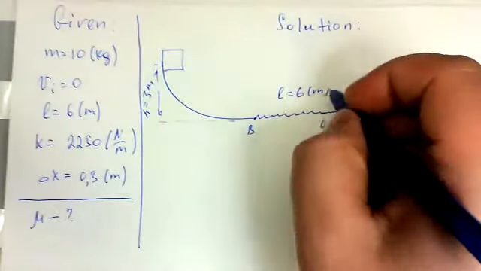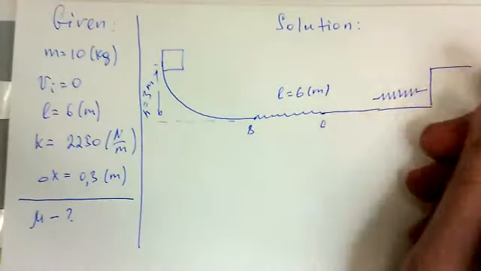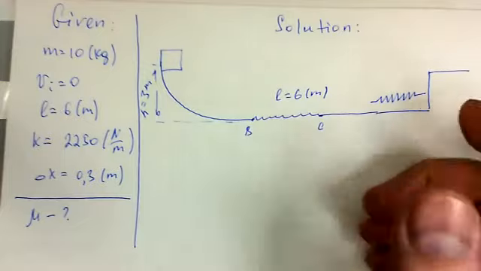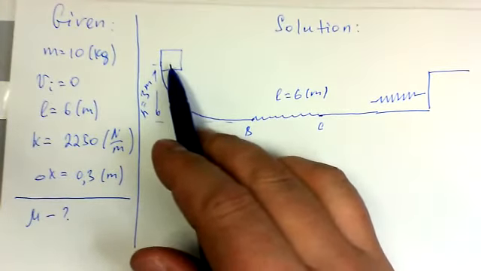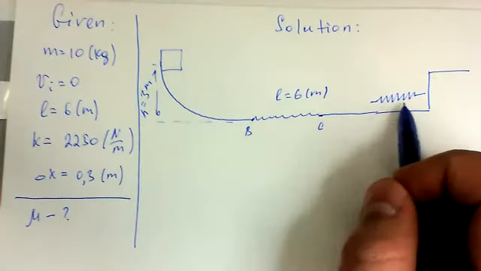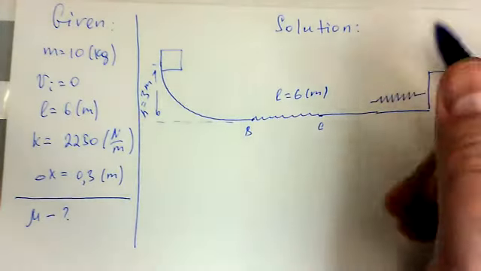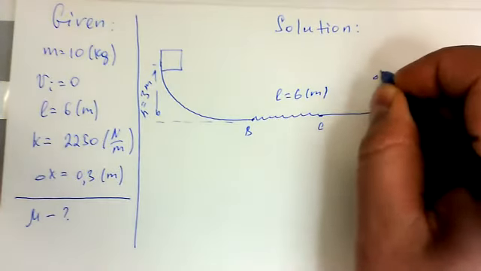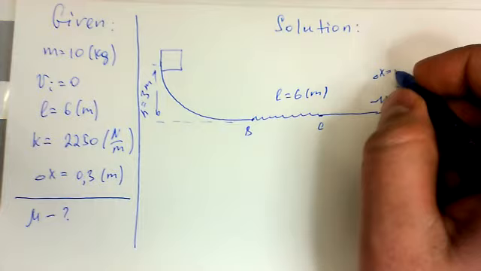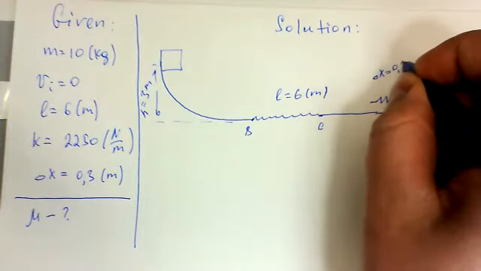Okay, like that. And then the spring is compressed. So that's why we say that the potential energy of this block at the beginning will be converted into the energy of the spring. So it will be compressed like that. And the displacement of the spring equals 0.3 meters.